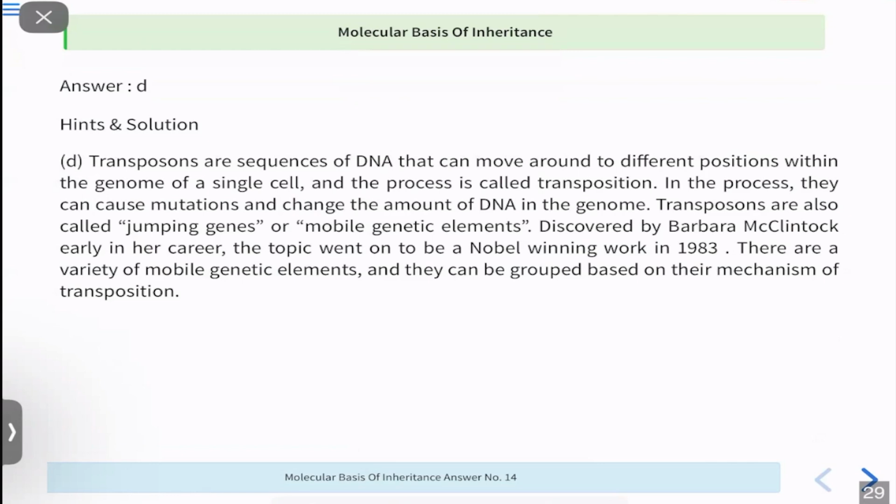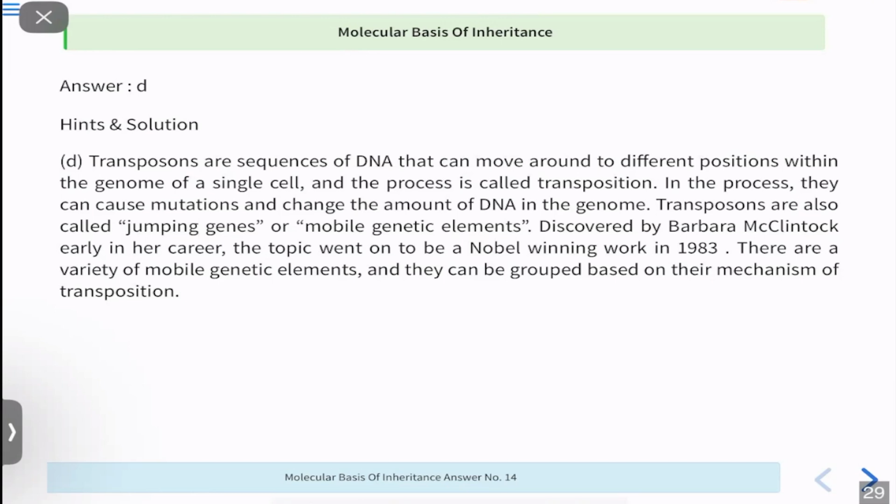This process is called transposition. In the process, they can cause mutations and change the amount of DNA in the genome. Transposons are also called jumping genes or mobile genetic elements, discovered by Barbara McClintock early in her career. The topic went on to be Nobel Prize winning work in 1983. There are a variety of mobile genetic elements and they can be grouped based on the mechanism of transposition.